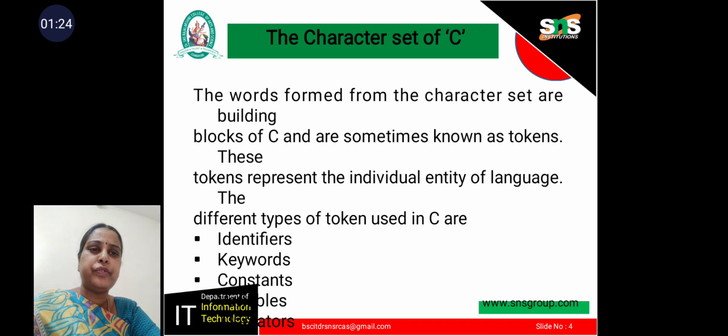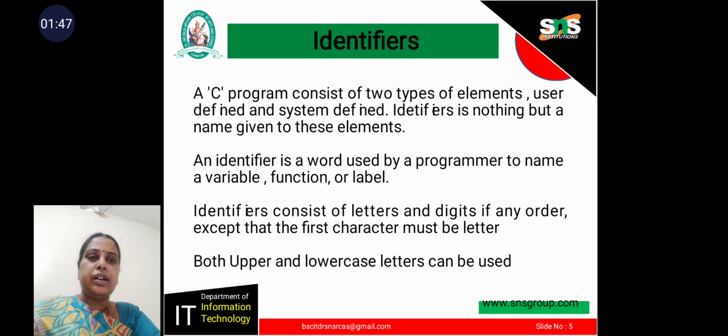The words formed from the character sets are the building blocks of C and are sometimes known as tokens. These tokens represent the individual entities of the C language. The different types of tokens used in C are identifiers, keywords, constants, and operators. First, we discuss identifiers.